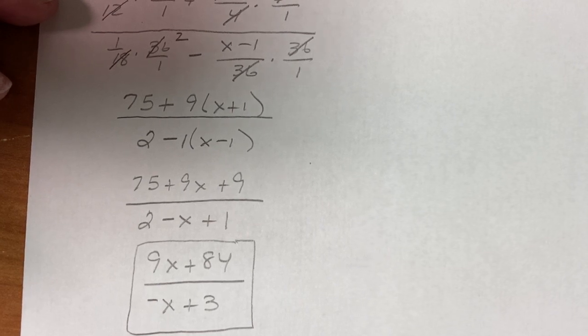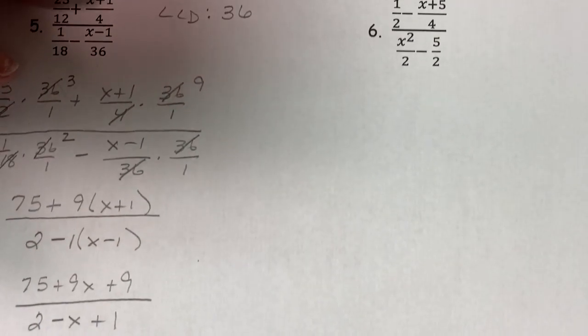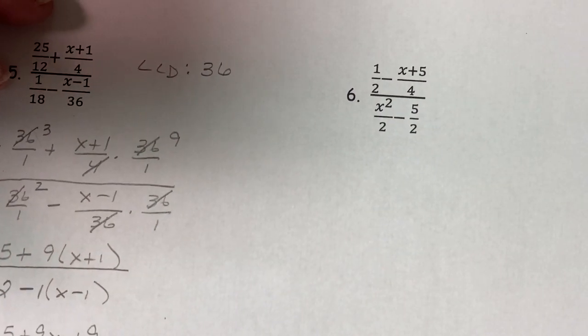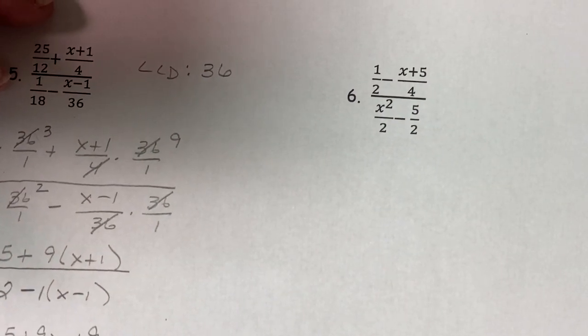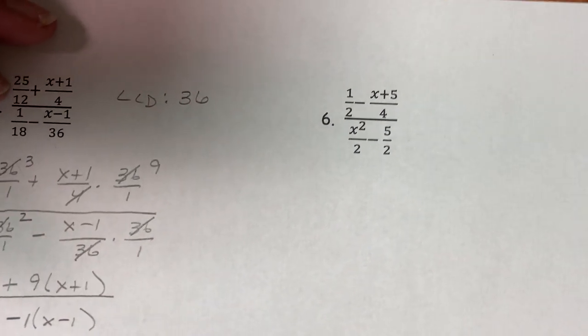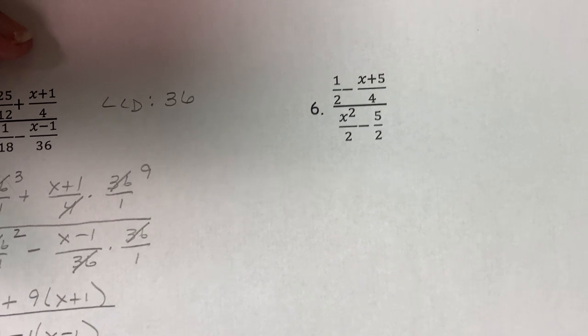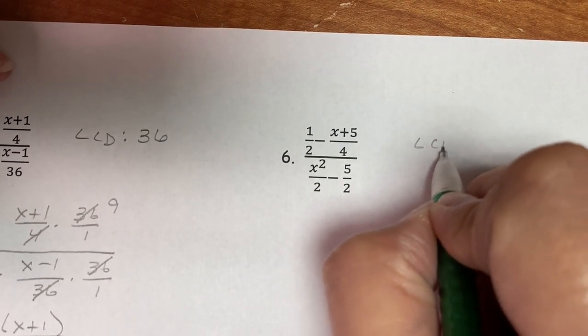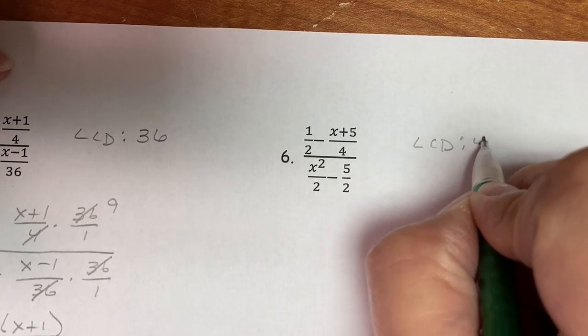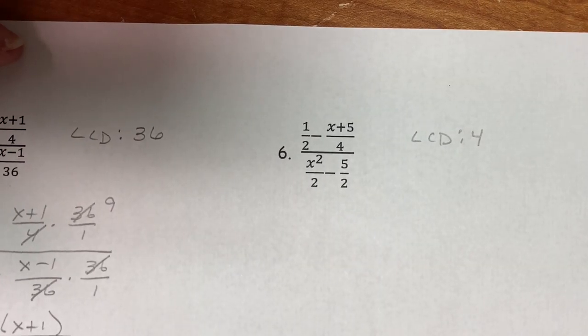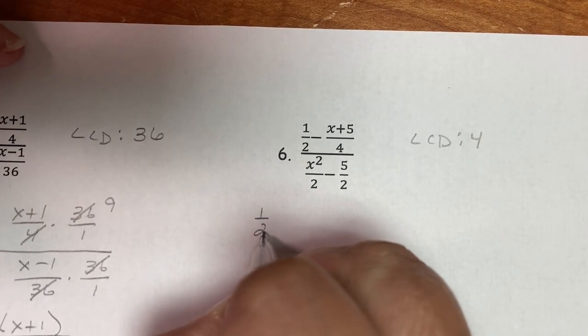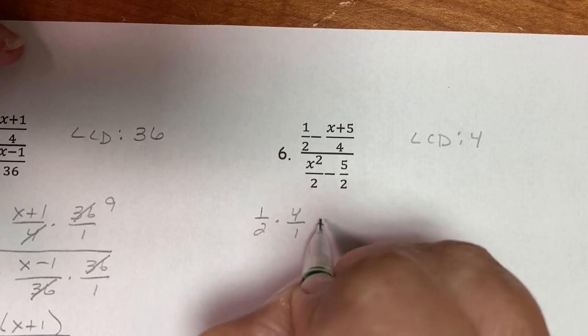All right, why don't you guys turn it off or pause, go ahead and do number 6, and then come back and watch me do it, and we'll see if we end up in the same place. Our last example for chapter 7. All right, so now if I'm looking at here, the LCD of all of the denominators is simply going to be 4. So I'm going to take each term and multiply it by 4 over 1.